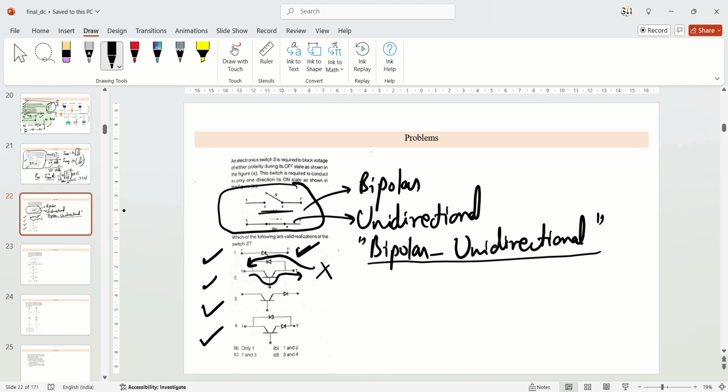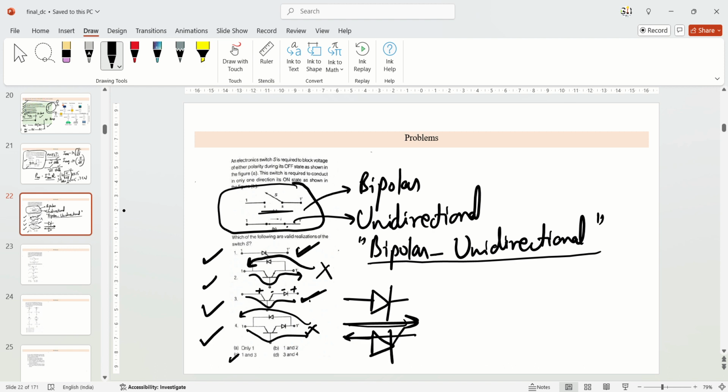Third, if you look, it's plus minus, it can block, and negative positive. So it's a bipolar switch, and it's unidirectional because this diode cannot allow the flow of current in the opposite direction. So the third is also true. Fourth, it's also a bidirectional switch, so it's not correct. So the first and third options are correct. How can you check whether it's unidirectional? Just check the topology and see which devices allow current in which direction. Suppose this is a diode, it will allow current in one direction.